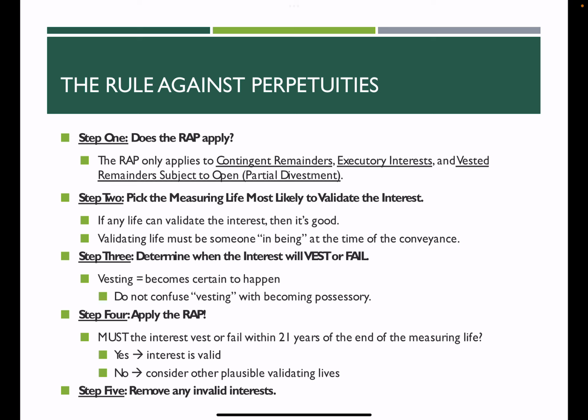Step 4 is really just the easy part. This is where you apply the RAP. So here you ask if the interest must vest or fail within 21 years of the end of the measuring life. If the answer is yes, then the interest is valid. If no, then you should consider other plausible validating lives. And then in step 5, you remove any invalid interests and keep the valid ones.